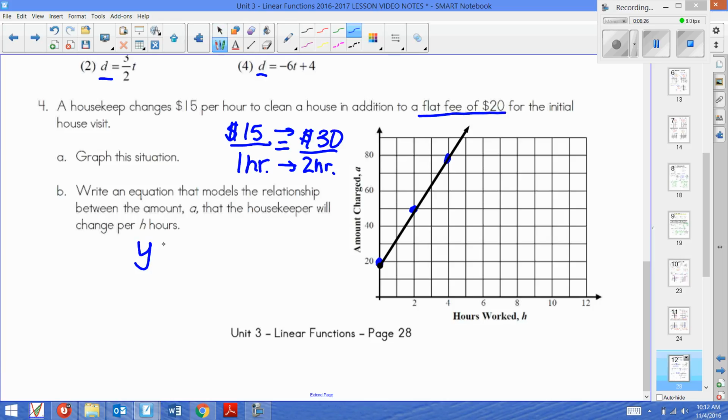Since it's a line, we can use y equals mx plus b. But my y here is actually my a. So a is going to equal my slope, which is my rise over run, which was 30 over 2 or 15 over 1. All would equal just plain old 15, because 30 divided by 2 is 15. 15 divided by 1 is 15. My x is my number of hours, so that would be 15h, and we have to pay attention to our y-intercept here, which is 20, the starting value that is being charged.